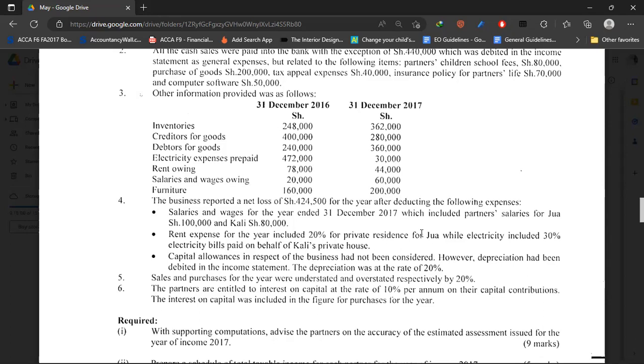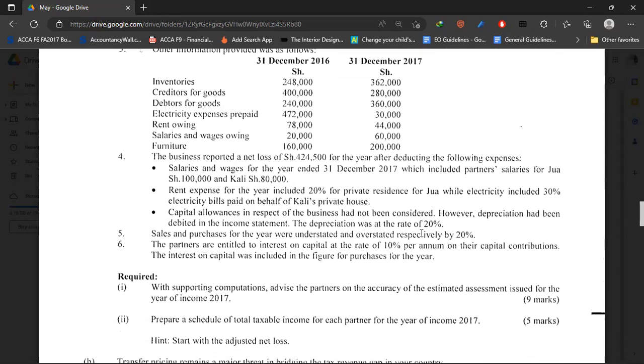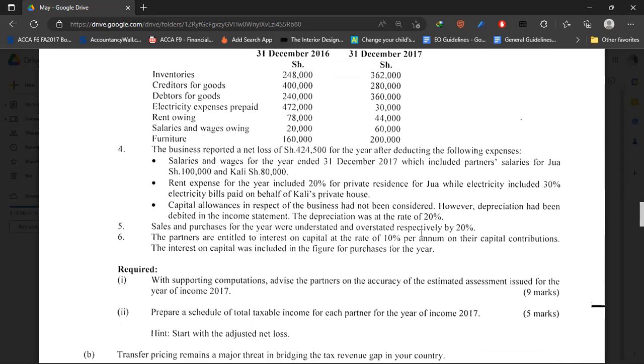Required, with supporting computation: advise the partners of the accuracy of the estimated assessment issued for the year of income 2017. Number 2, prepare a schedule of total taxable income for each partner for the year of income 2017. Hint, start with the adjusted net loss.